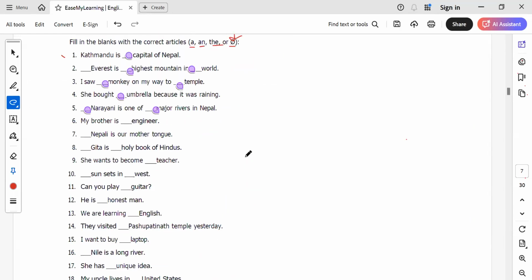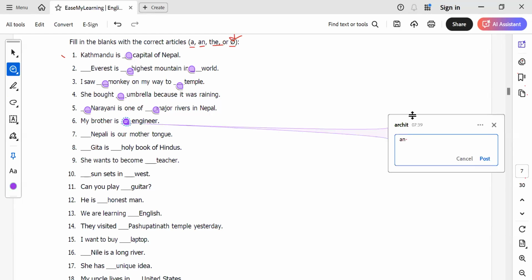Okay. So moving on, this is a relatively simple one. When we complete the question, please type the answer in the chat. My brother is dash engineer. So please answer. I'll consider from Akriti. Let's see Akriti's answer. That is correct. The answer here is "an". Great. Engineer starts with a vowel sound. So here the answer is "an".